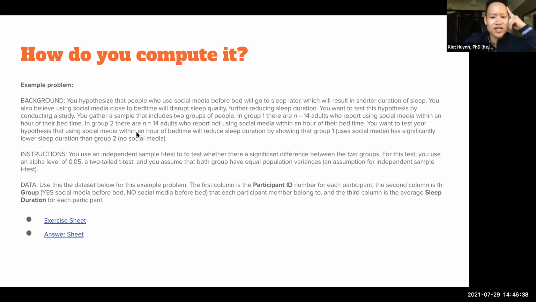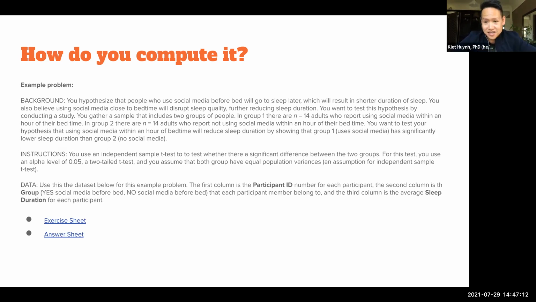You gather a sample that includes two groups of people. In group 1, there are 14 adults who use social media within an hour of their bedtime. In group 2, there are the same number of adults, 14, who do not use social media within an hour of their bedtime. You want to test your hypothesis that using social media within an hour of bedtime will reduce sleep duration by showing that group 1, the one that uses social media close to bedtime, has significantly lower sleep duration than group 2, those who do not use social media close to bedtime.